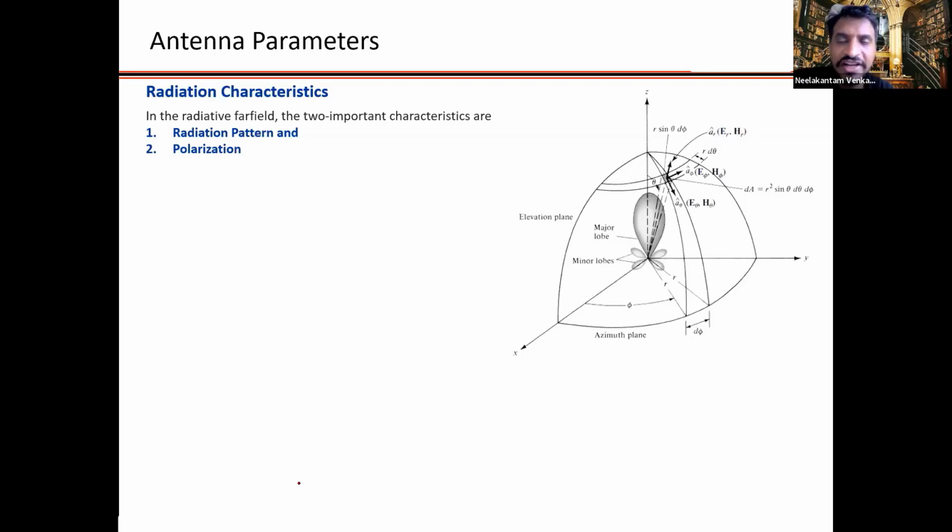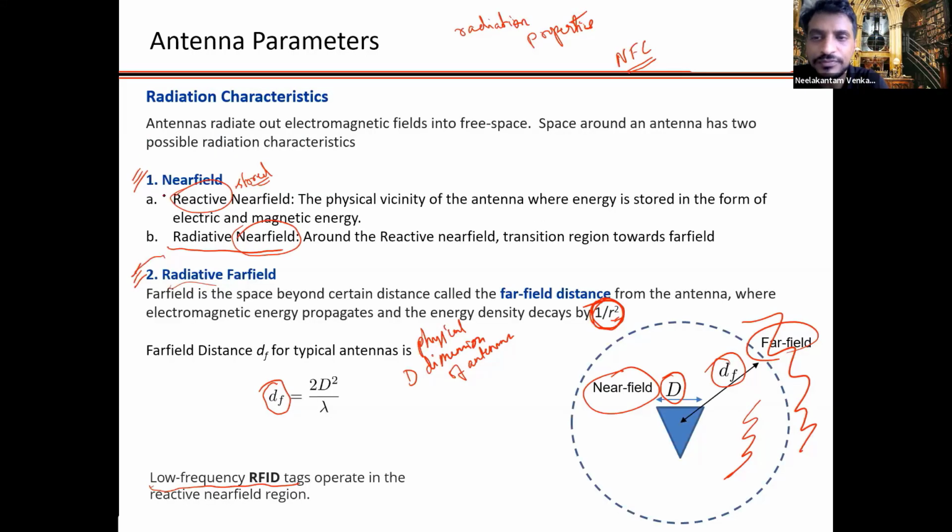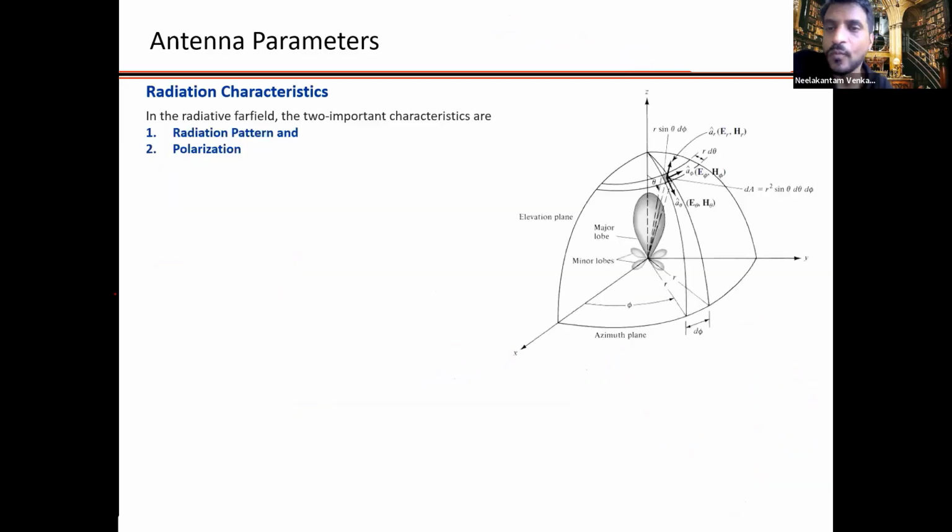But when you're looking at the radiation characteristics, it's the radiative field that gets interesting, because all the cars you're communicating with are going to be in the far field, yeah? So for the radiation characteristics of the antenna, there are two things to be considered. One is the radiation pattern, and the other one is the polarization of the antenna.